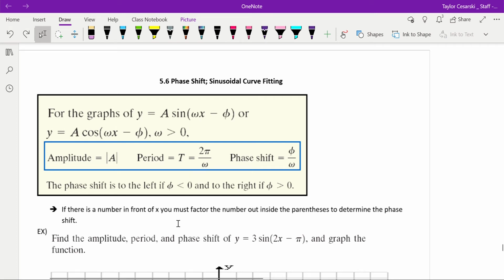Alright, hi guys. Today we're going to do the last section, which is 5.6, phase shift and sinusoidal curve fitting. We are going to use our calculator later on, so if you don't have it, go ahead, pause the video, and grab your calculator.